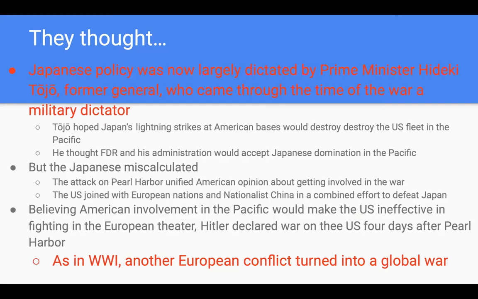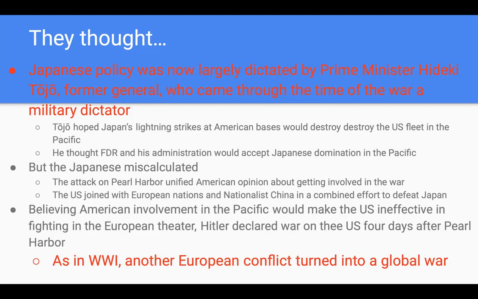Fleet in the Pacific. He thought FDR and his administration would accept Japanese domination in the Pacific. Yeah, right. But the Japanese miscalculated. The attack on Pearl Harbor unified American opinion about getting involved in the war. You don't attack us, we will fight back. The U.S. joined with European nations and nationalist China in a combined effort to defeat Japan.